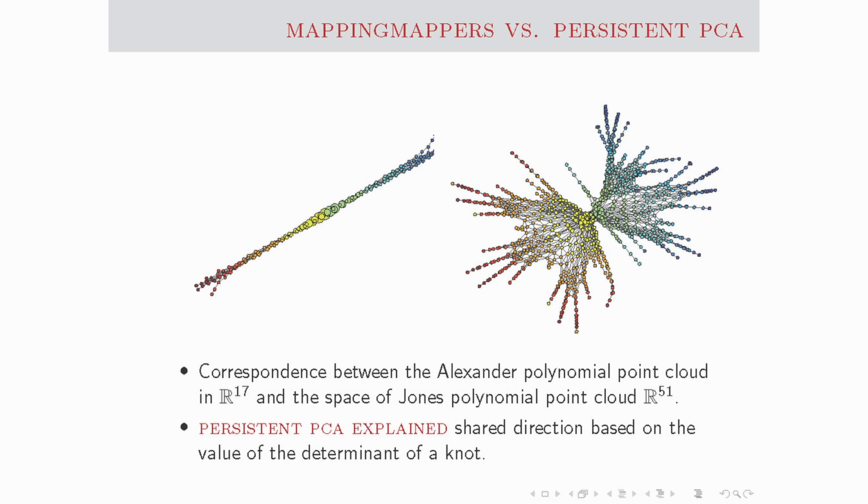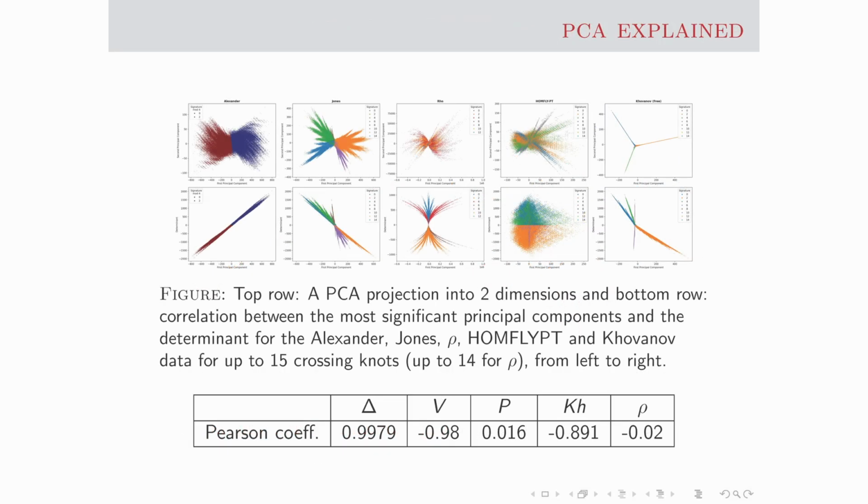So basically, we know that there is a shared direction between these two point clouds, and it corresponds to another knot invariant. And then you can do this for other knot invariants, and thanks to Davide, we did. So you can see pretty pictures. I'm not going to go into details, but the top row is the PCA projections into 2 dimensions, the top two principal components, and the bottom row is the correlation between the first principal component and the determinant. So it works really well for the Alexander data. It works well for the Jones data. It works somewhat well for Khovanov, and then it fails for our other invariants, which is okay. But we can do things like that.